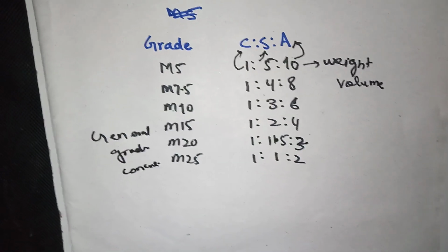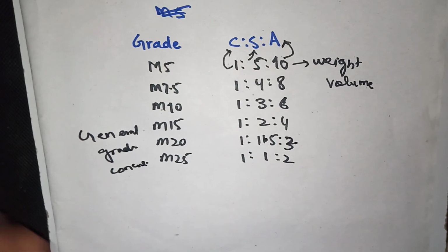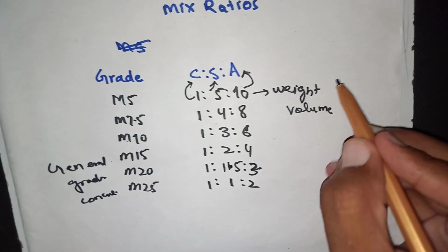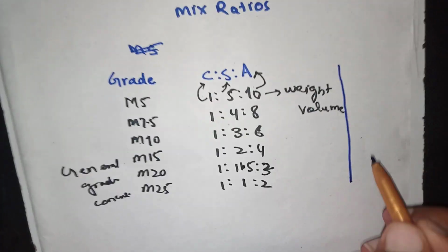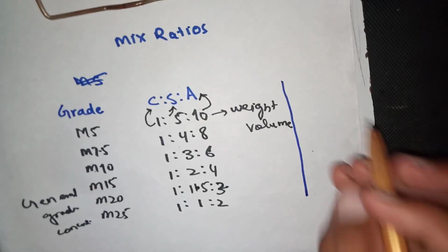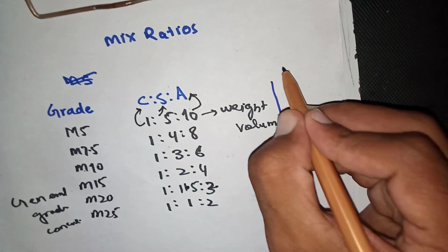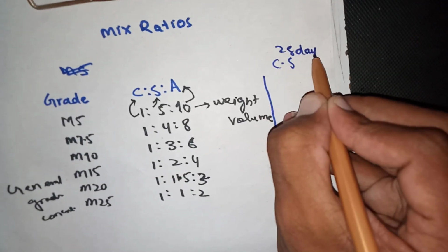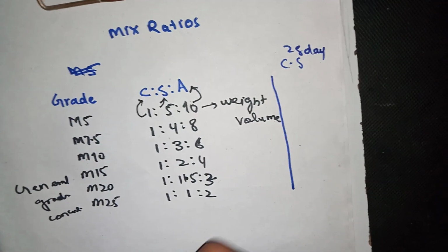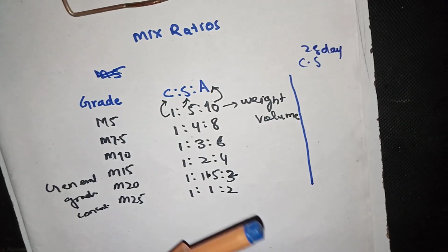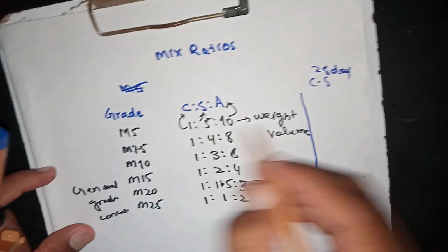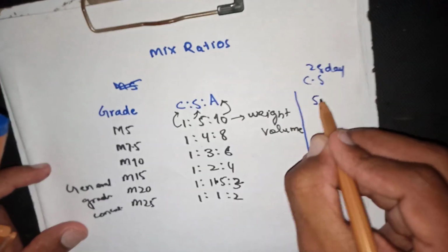So now we will see, just in front of them I write their compressive strength at 28 days. 28 days compressive strength. For M5, compressive strength is 5 megapascal.